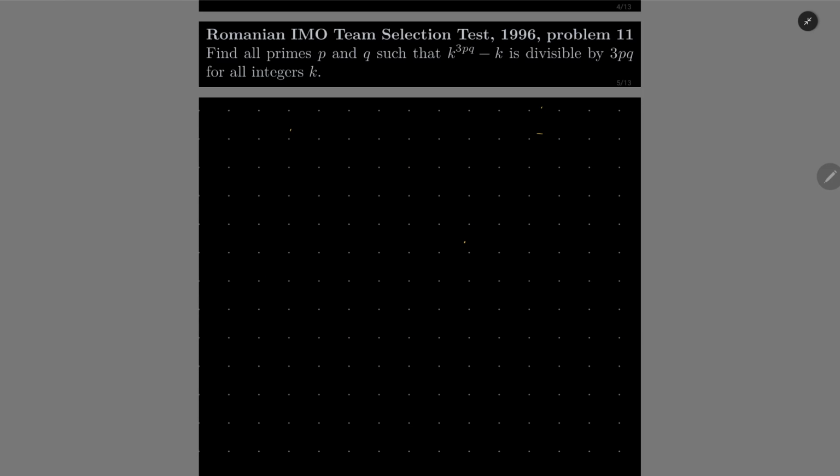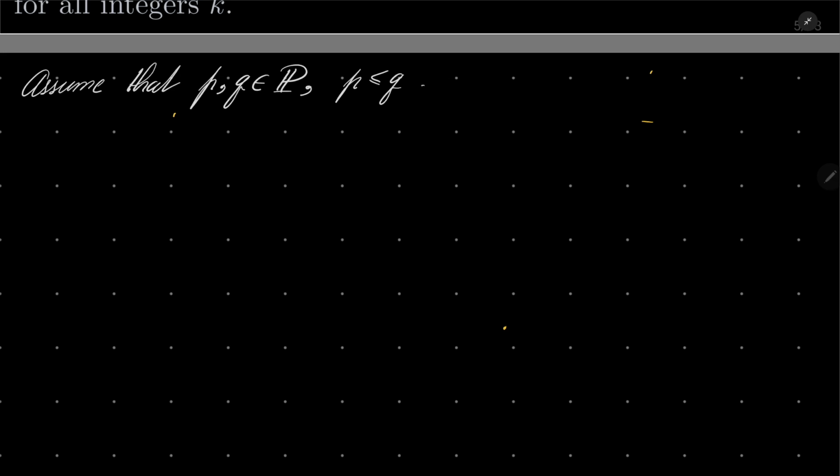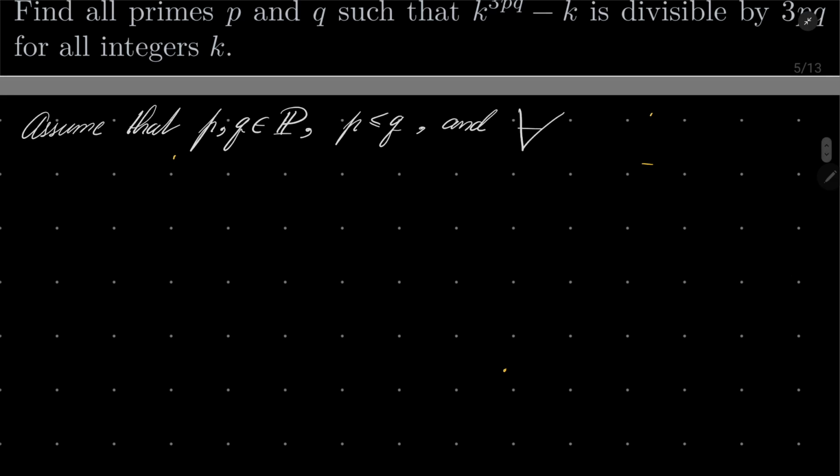Okay, so here is my solution. Let's assume that p and q are primes, p is less than or equal to q, and that our condition is satisfied, so that for every integer k, k to the power 3pq is congruent to k modulo 3pq.